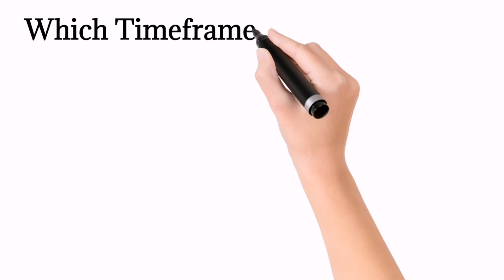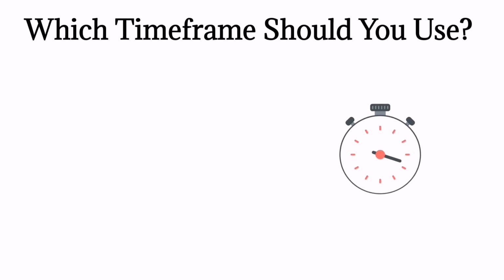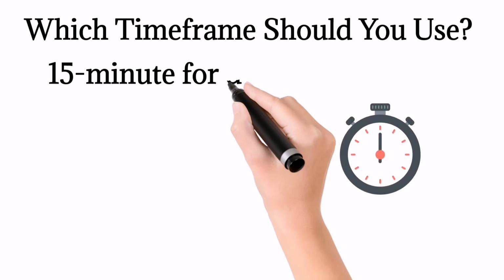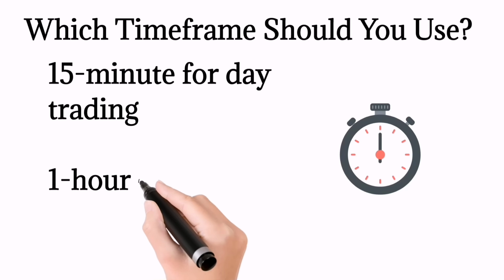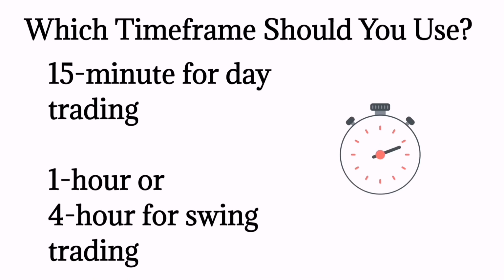Which time frame should you use? You can use this strategy on multiple time frames, but beginners are advised to start with 15-minute for day trading, 1 hour or 4 hour for swing trading. Avoid using 1 minute or 5 minute if you're just starting. These are too fast and can lead to false signals.